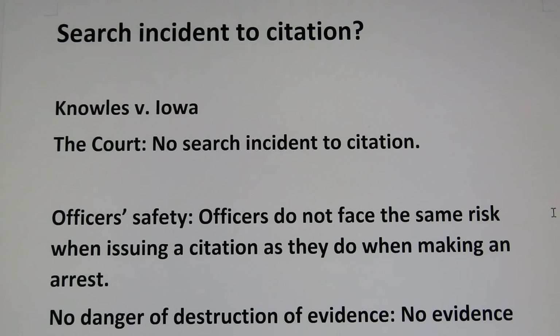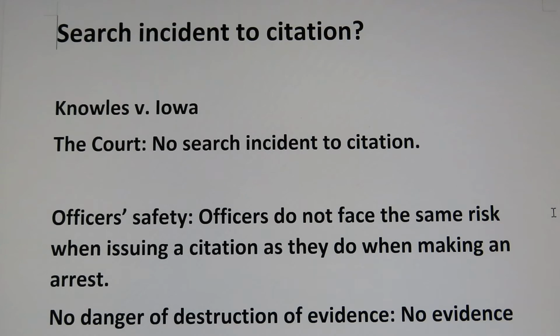And then, of course, the defendant challenged this police action. The defendant said, "You did not have a search warrant, and how could you search my car? That was an illegal search." And then the prosecution argued, maybe we have a doctrine that is called search incident to arrest. Maybe in this case we should also have this search incident to citation.